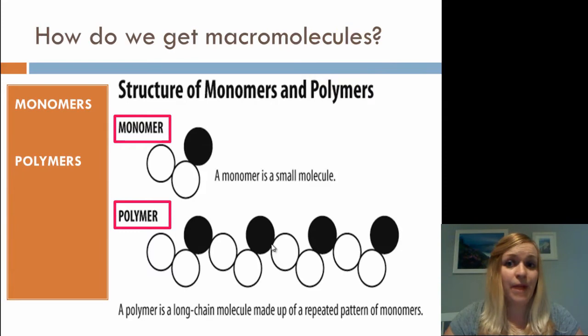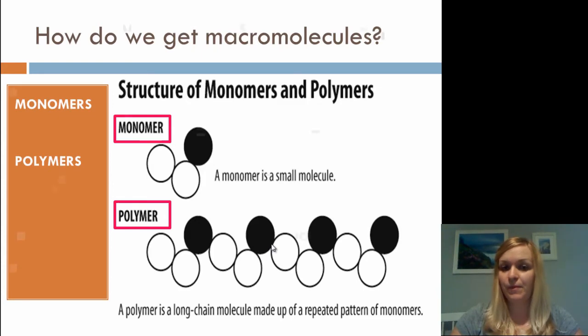Now, how do we get macromolecules? Well, we start off with very small pieces called monomers. A monomer is a small molecule. And then those small molecules, when they join together and form chains, we call those polymers. So a polymer is just a long chain molecule made up of a repeated pattern of those smaller units, those monomers.